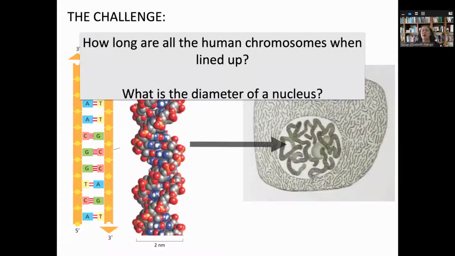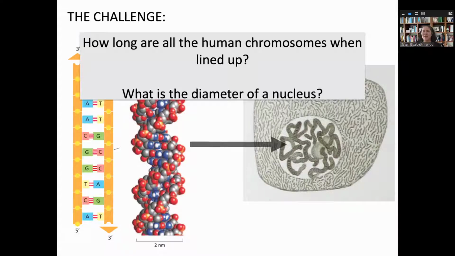How long are all human chromosomes when lined up? That's probably something you learned. Anyone want to shout out what they think? Just give me a number. Are we talking centimeters, meters, kilometers? Not sure, but I think we're talking meters. Yep, you are right. If you line up all the chromosomes, it's 2 meters. So about as tall as a person.